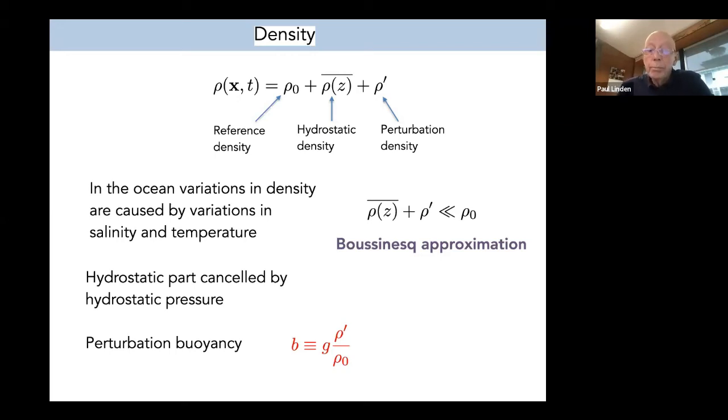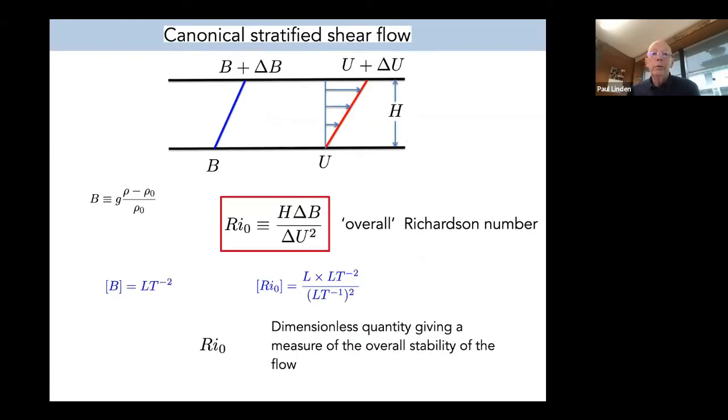So the buoyancy forces in the interior of a stratified fluid, in the ocean, in the atmosphere for that matter, are low compared to gravity itself, probably 100th or 1,000th of gravity in many situations. Okay, so I'm going to first of all show you what happens with a canonical shear flow.